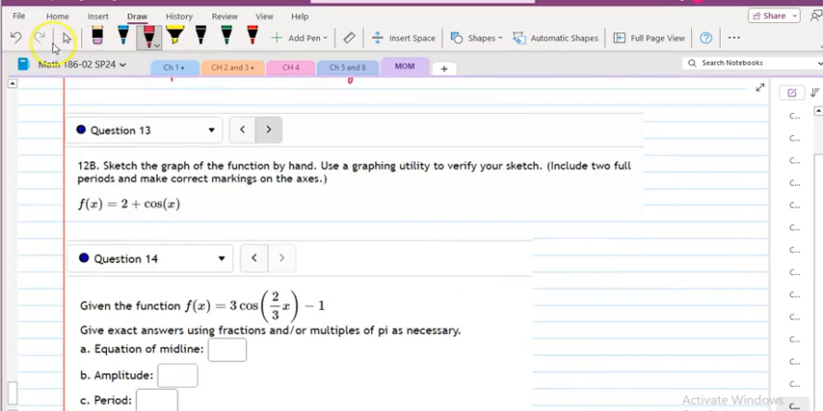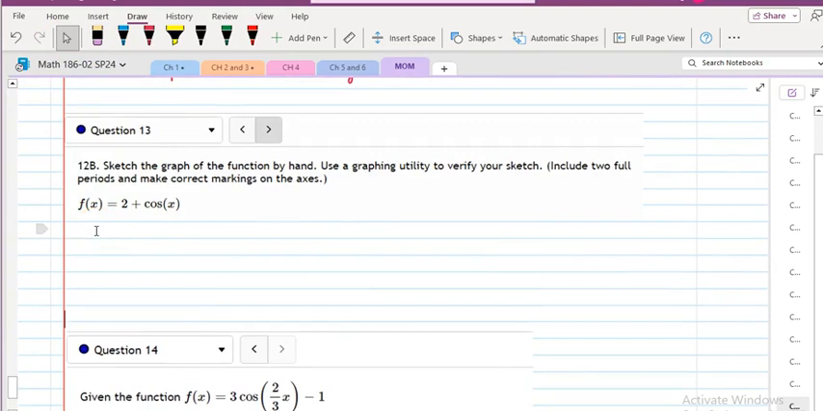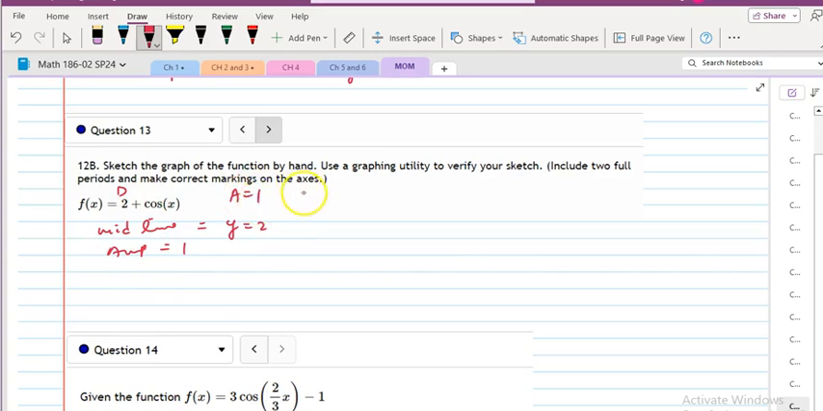Okay, so let's do some calculation. So this one is just add 2 outside, so that just affects our midline. This is D actually. Midline is not A because it's 2 plus, right? Midline is y equal to 2. Amplitude is still 1 because A is 1. B, C has nothing, right? B is still 1, C is 0. So we have no phase shift, and period is still 2 pi.